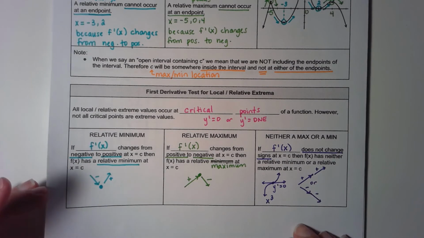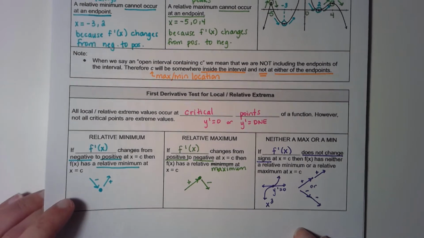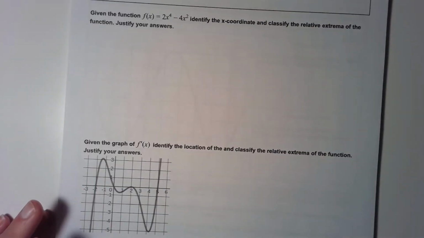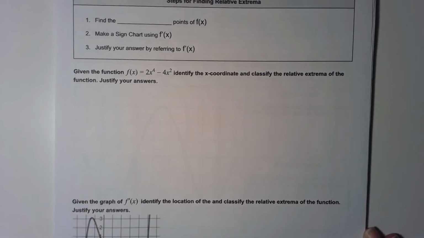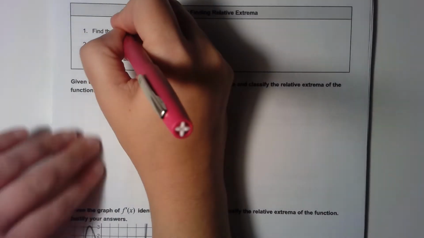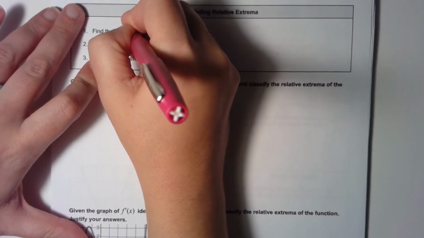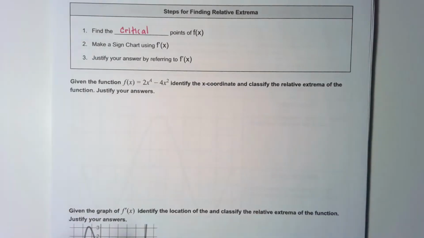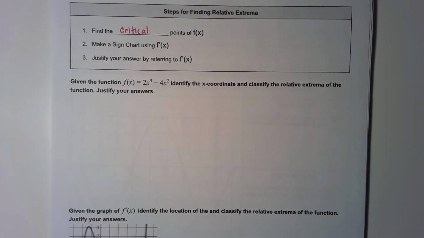Now let's use this idea to actually find the maximums and minimums by looking at a function. So here are the steps for finding relative extrema. First, we're going to find the critical points of f of x. So in other words, we're going to find the derivative and then we're going to make it equal to 0 or determine locations where it's undefined.